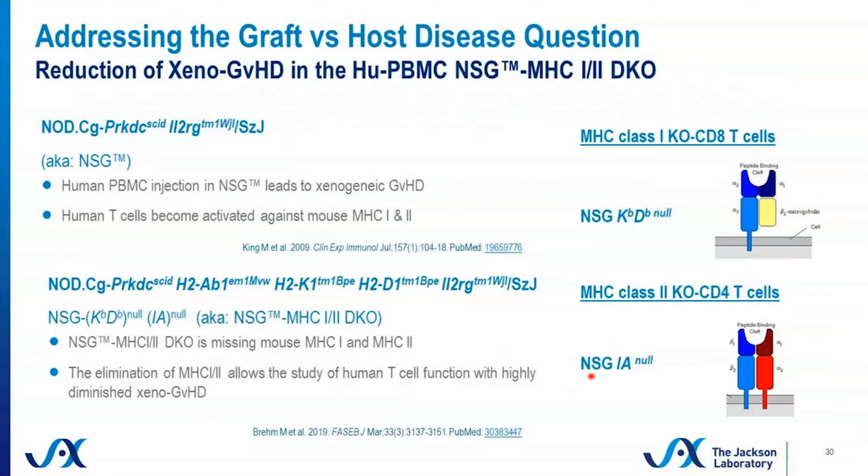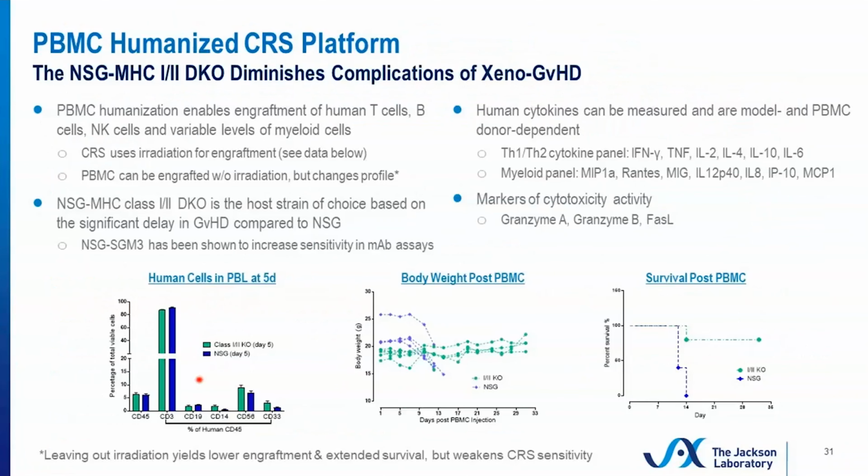So the mouse model that we're using for this, as I mentioned a moment ago, is knocked out for mouse class 1 and class 2. If you compare the engraftment, we're just putting in PBMCs into irradiated mice, either the class 1, class 2 deficient mice shown in green or a regular NSG mouse. You irradiate them, put in human PBMCs, and then interrogate those mice for what's engrafting.